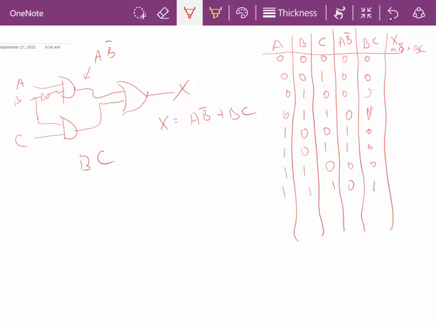So once we have that there, then we look at these two columns, and if either of those is a 1, then the output is going to be 1. 0, 0, 0, 1, 0, 0, 0, 1. So that's our function right there. So it's a fairly straightforward process going between one and the other.